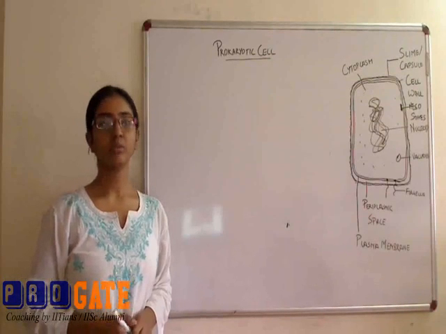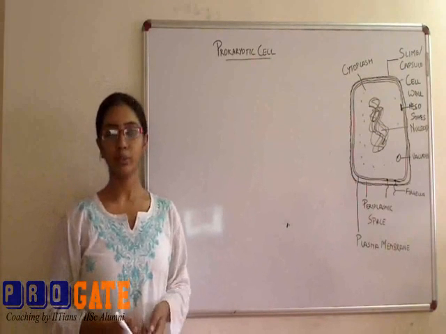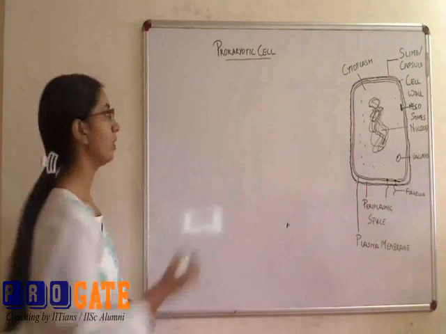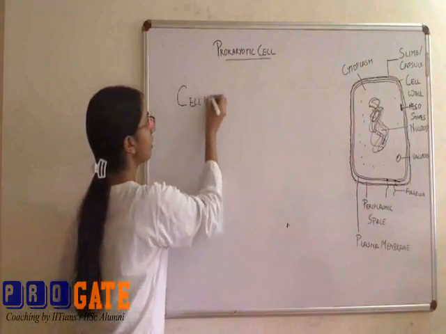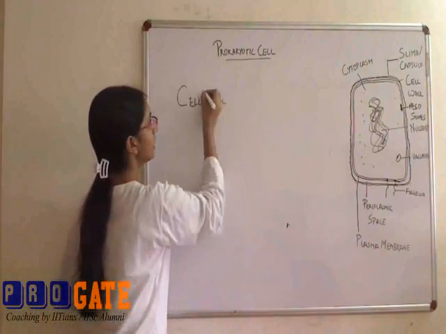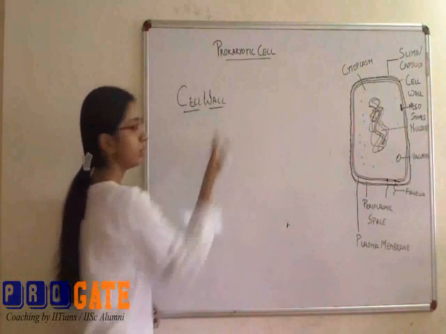I'm Prishti. So moving on from the plasma membrane, we would move to the other part of the outer membrane, that is the cell wall. The cell wall basically is the outermost covering that has two primary functions. One is the protection and second is providing the shape to the cell.